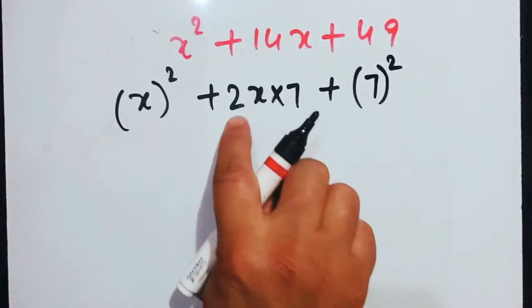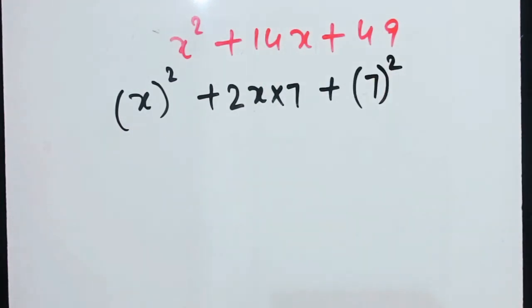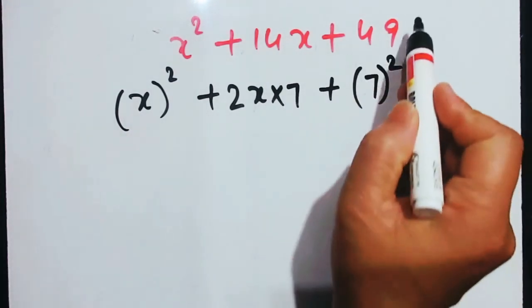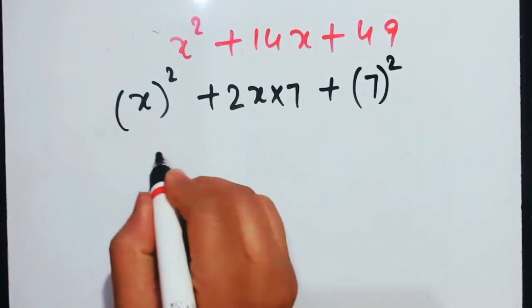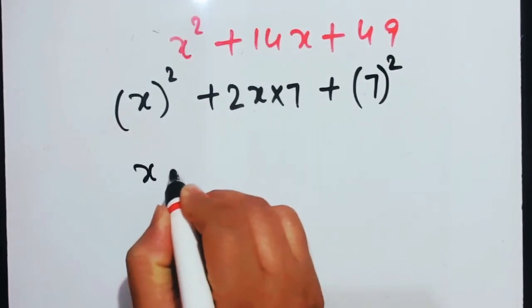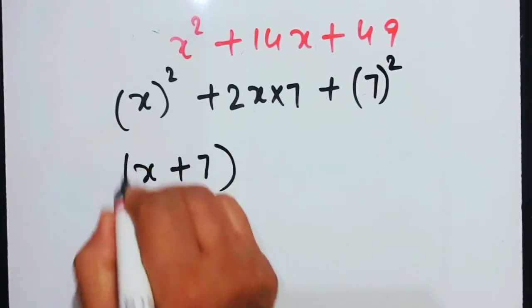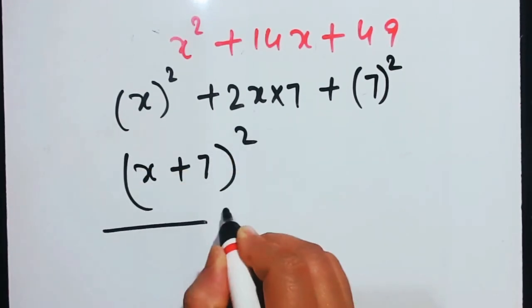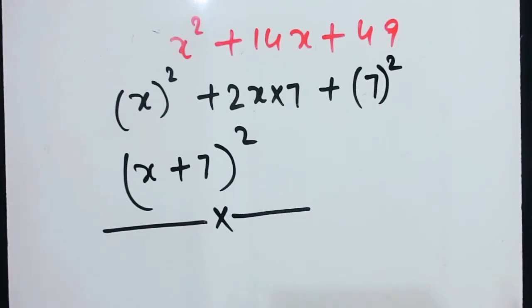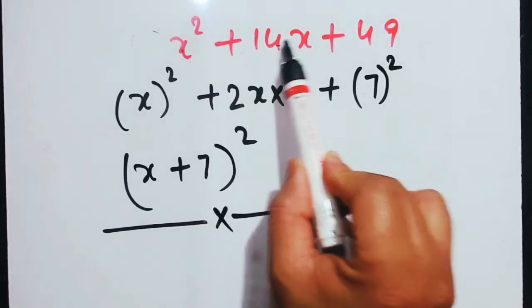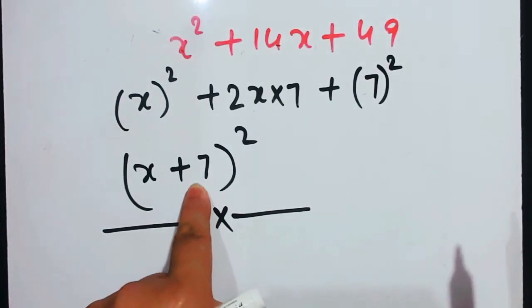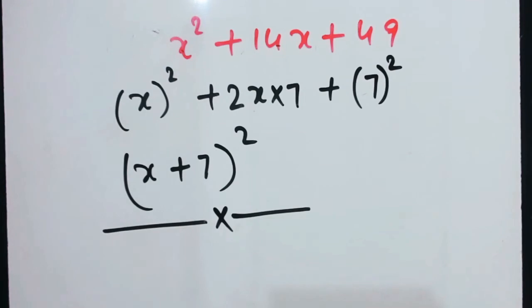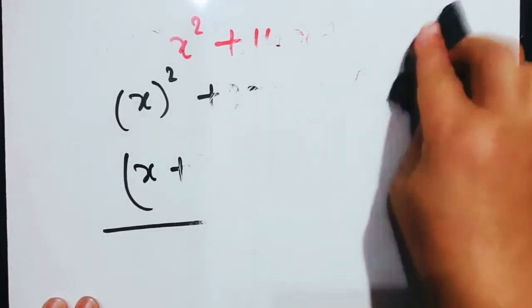So I find that 2 times a into b gives 14x. This means that this can be put in the formula a plus b whole square. This means our final result will be x plus 7 whole square. So we find that this particular x square plus 14x plus 49 is a whole square, meaning a perfect square, isn't it? Let us take some more examples so that our task becomes easier.